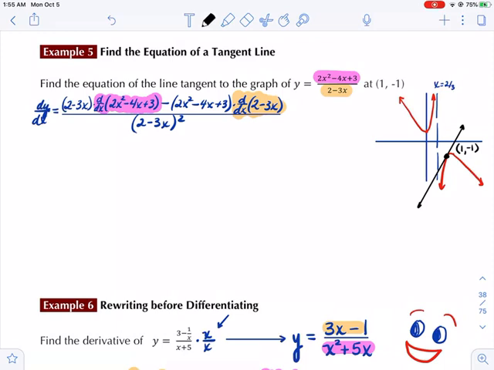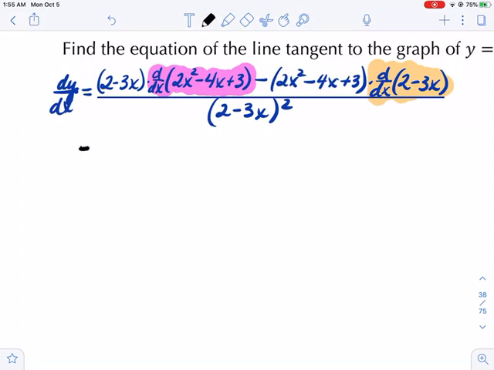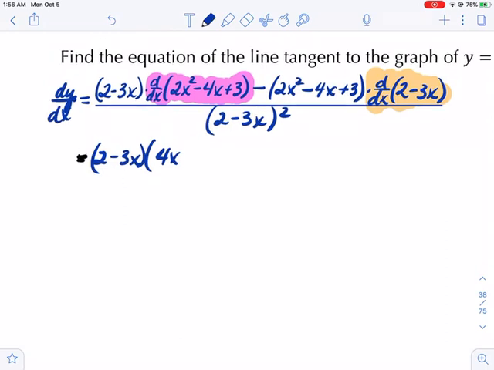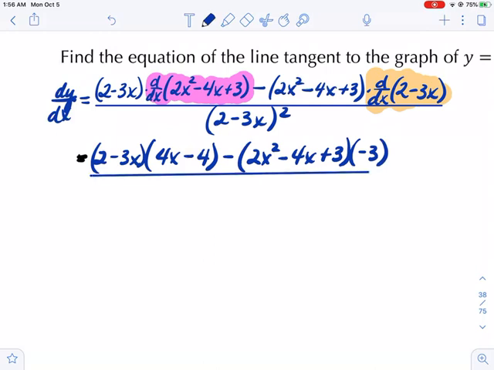So here we go. We're going to do the derivative here. So we have low d high less high d low over low squared. So then we're going to say it's equal to 2 minus 3x times the quantity 4x minus 4, the derivative of 2x squared minus 4x plus 3, minus 2x squared minus 4x plus 3, and then times the derivative of 2 minus 3x, which is negative 3. And then that is all over 2 minus 3x, the quantity squared.